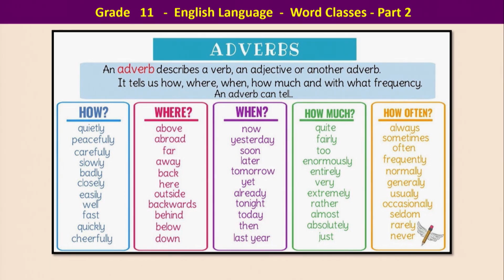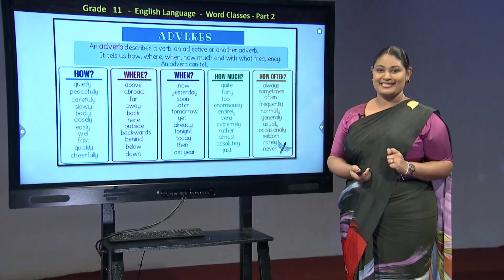about manner. So, can you please read them for our children, Ms. Niranji? Yes. Quietly, peacefully, carefully, slowly, badly, closely, easily, well, fast, quickly, cheerfully. The children cheerfully, what did they do? Cheerfully played. The children played cheerfully. The manner of playing, right? The verb is play. And then how did they do that? The manner, cheerfully. I sang badly. You sang badly? No, not at all. You sang very beautifully, I should say, right?